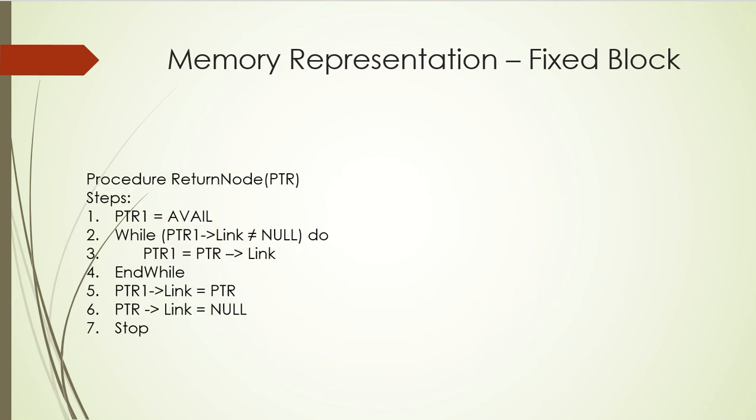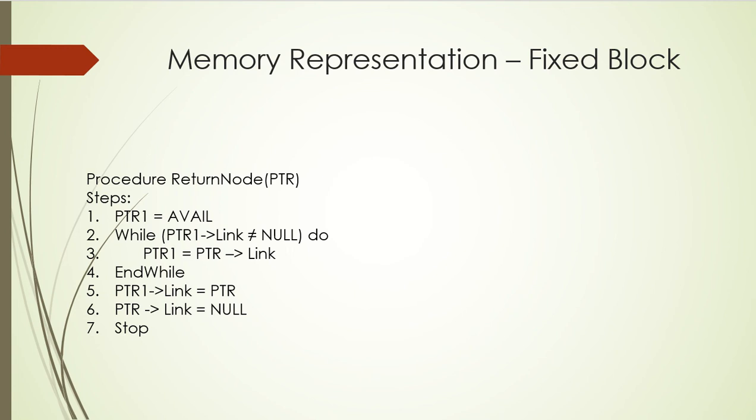Talking about deallocation, where you return a node which is deleted from some other program, you are returning it back to main memory, back to the memory bank. In that case, remember PTR has the address of the node that was just deleted, and you are calling the return node procedure with PTR as the argument. The address of the deleted node is available with PTR and that is passed to this procedure.